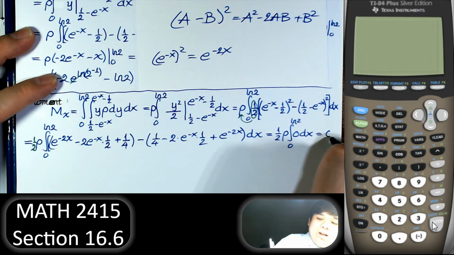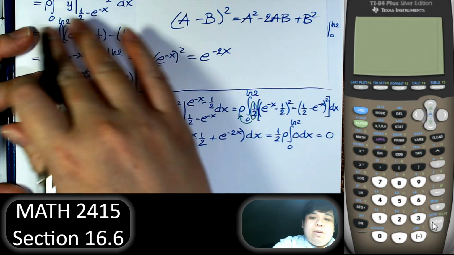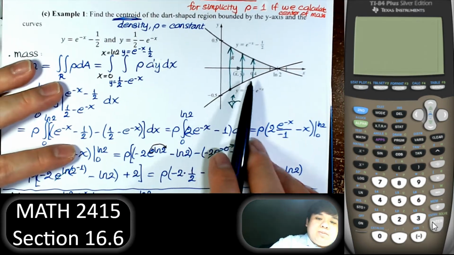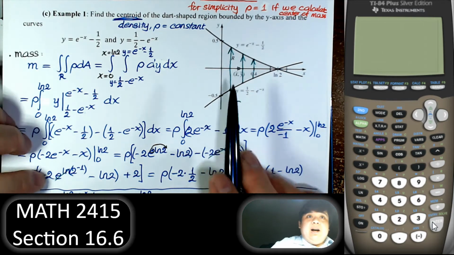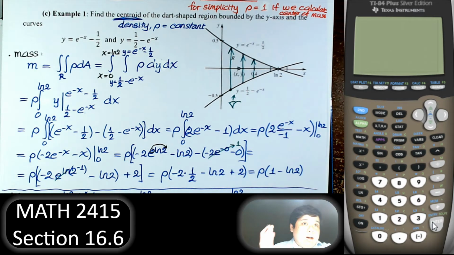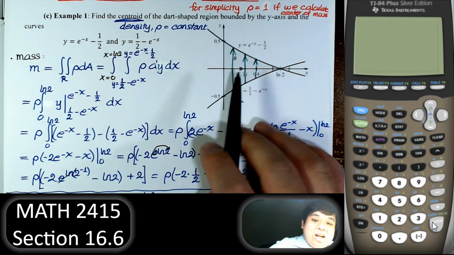Of course, that's going to be 0. Now, did that make sense though? Now think about this. This region is symmetric. The density is constant. That's a big deal. If density is not constant, then we won't be able to tell that.